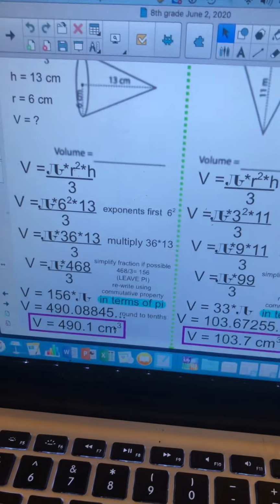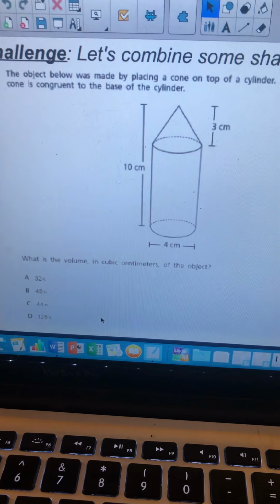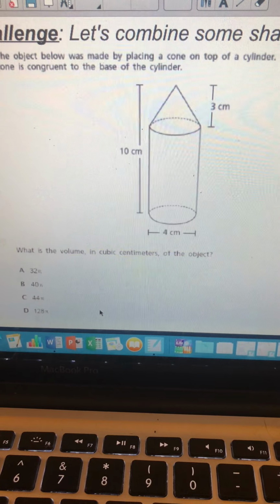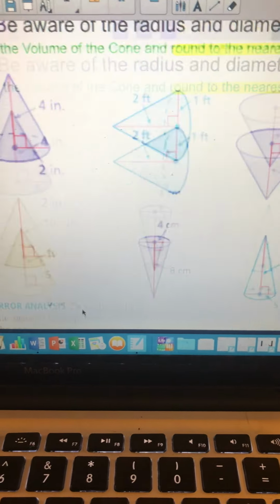All right, so that's pretty much it. Definitely check out that challenge question because you guys have all the information and understanding to answer this. I'm going to see if you guys could do that on your own. And then you have your exit ticket for the day.